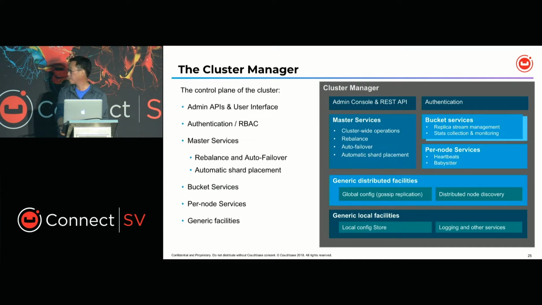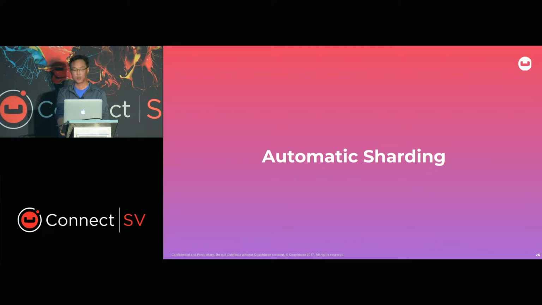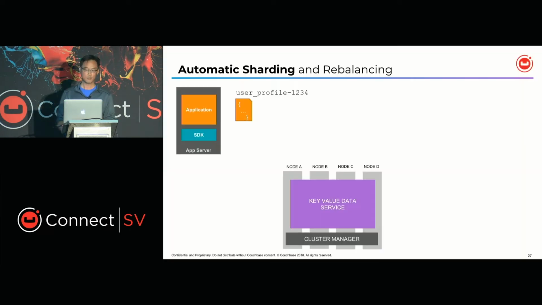Let's back out a bit and talk about automatic sharding. I mentioned that the master services within the cluster manager are responsible for data partitioning and assigning the partitions to the various nodes. Well, how does that work?